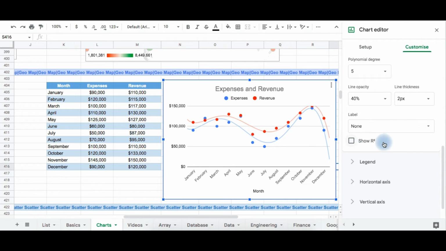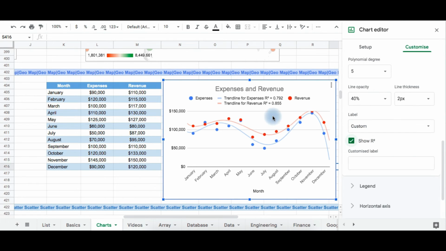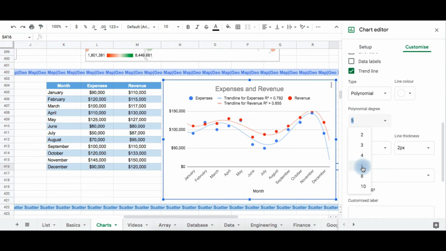And let's see the correlation or best fit. Best fit for the blue line is 79.2%, and for the red line is 85.5%. So let's go to 6, enter. Let's go with 8. 8 is probably the best so far. We have over 90, we have 95% for the blue and 93.6% for the red.